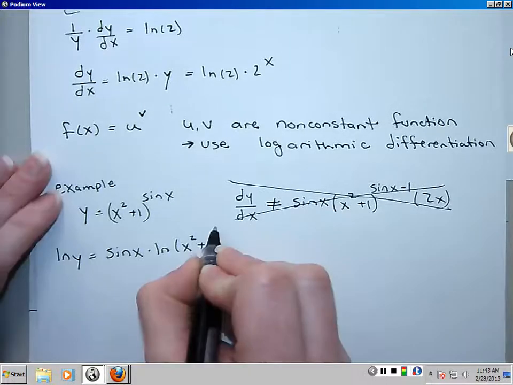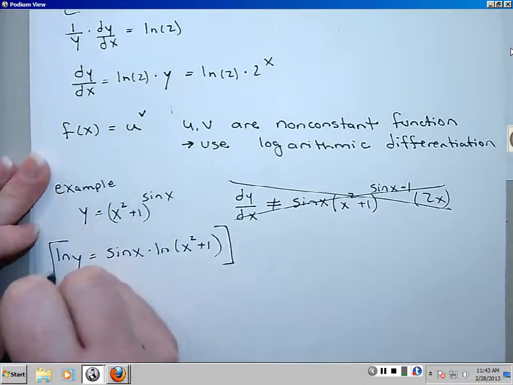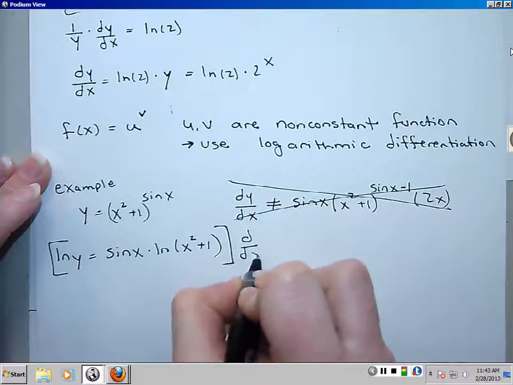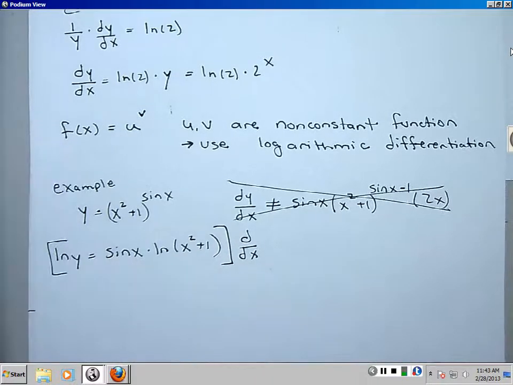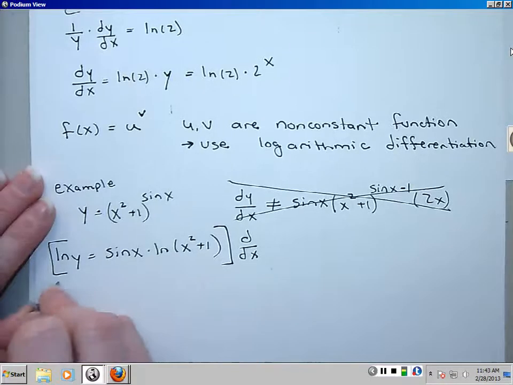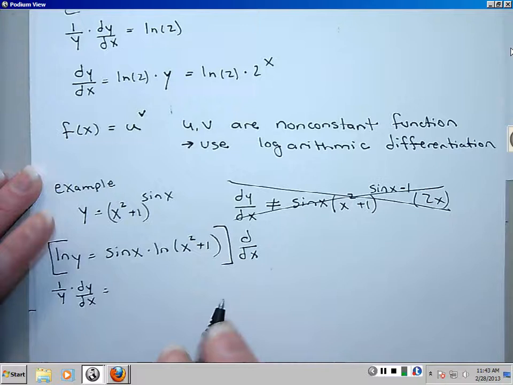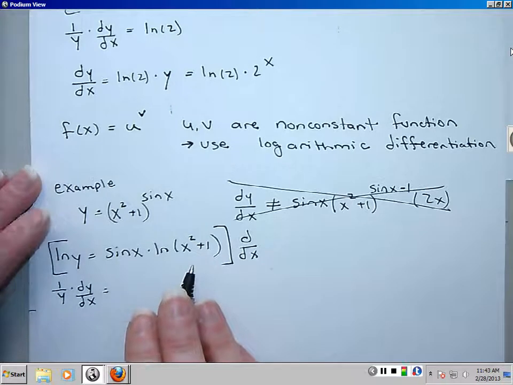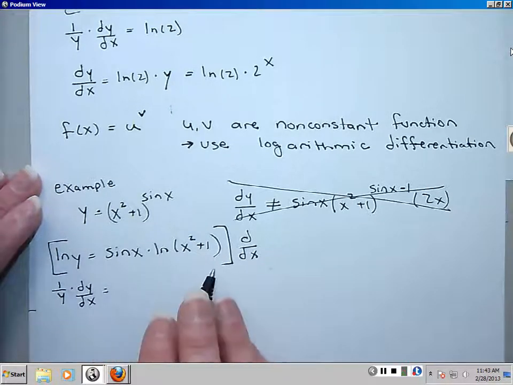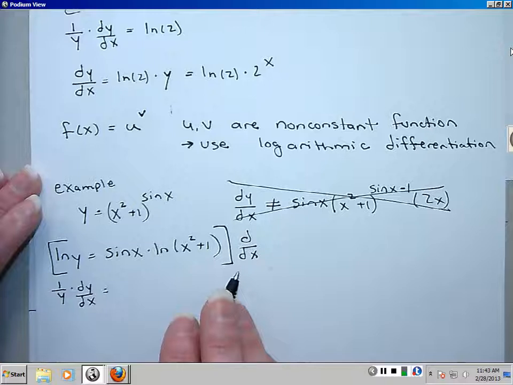So now, I take the derivative with respect to x. What's the derivative of ln of y with respect to x? Good. 1 over y times dy dx. Then the derivative of the right-hand side is the product rule. The derivative of sine, hold the ln function, times the derivative of the ln function, hold sine.